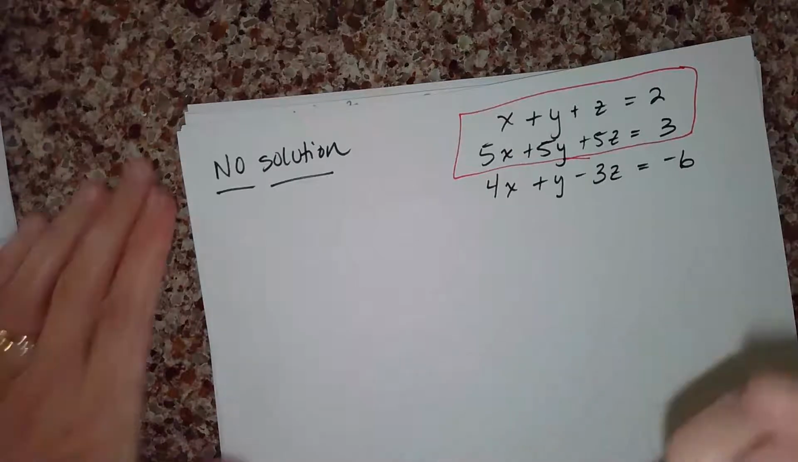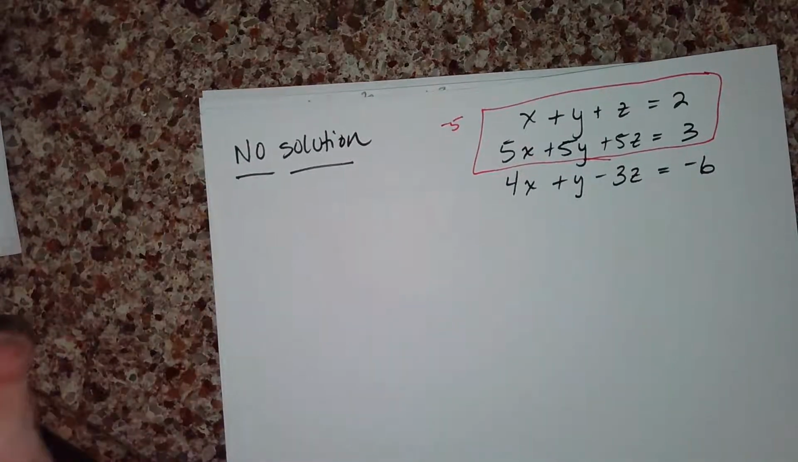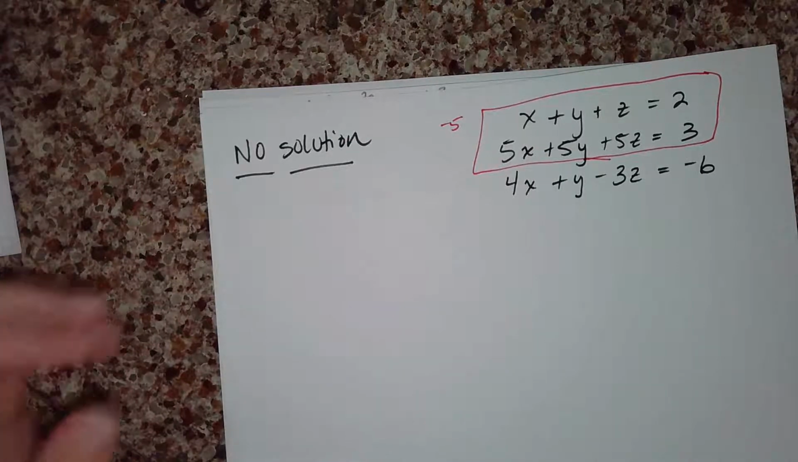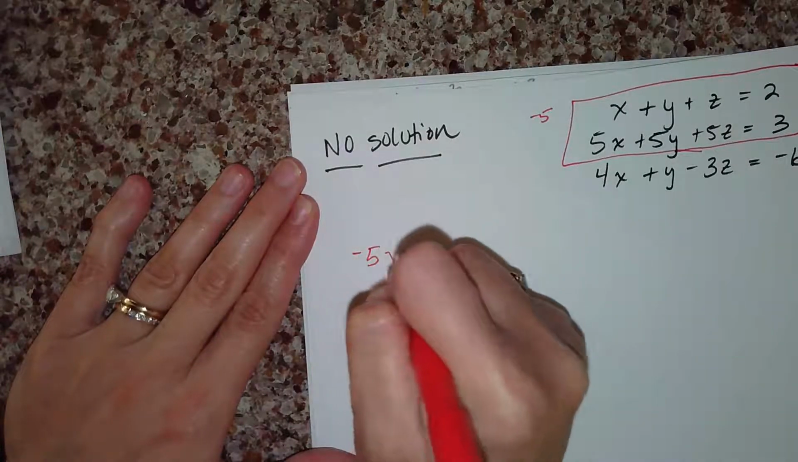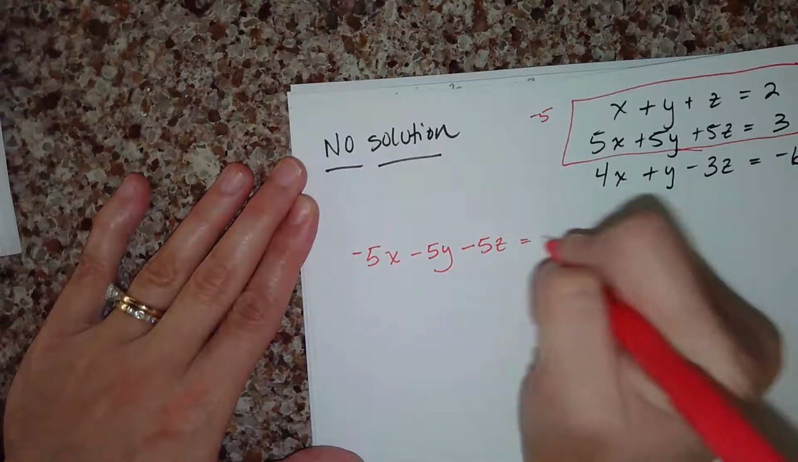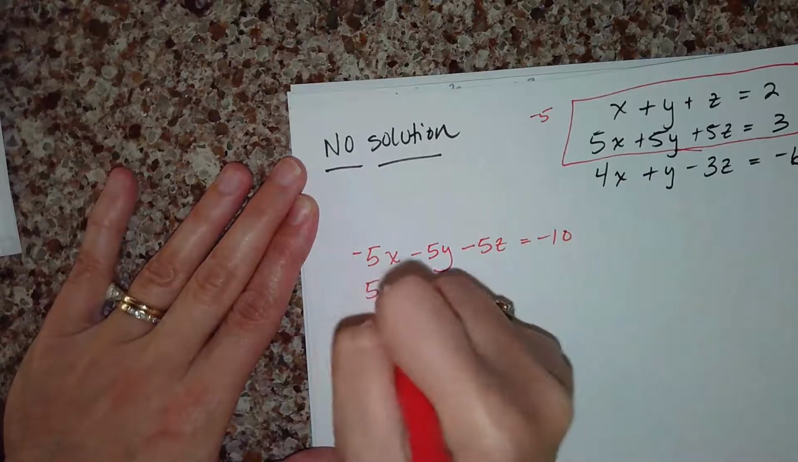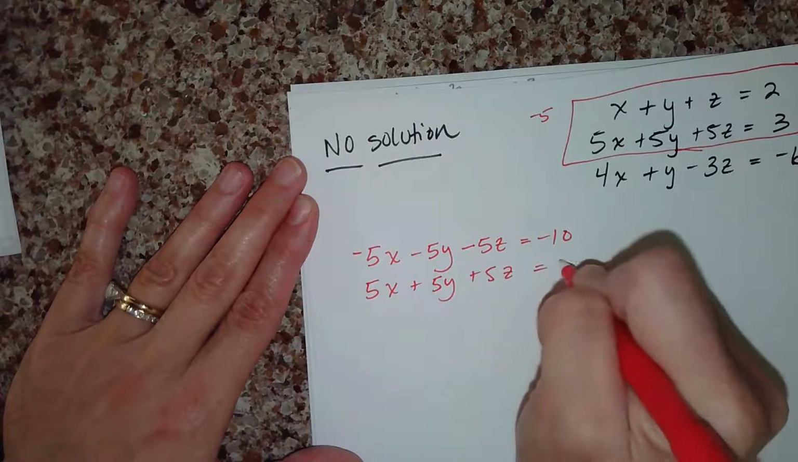So I'm going to multiply this top equation by -5, just so I can get rid of my x's. You might also realize that you can get rid of your y's and your z's here, which is why we get no solution. So it would look like -5x minus 5y minus 5z equals -10. And if I add it to the second equation, you will notice something.